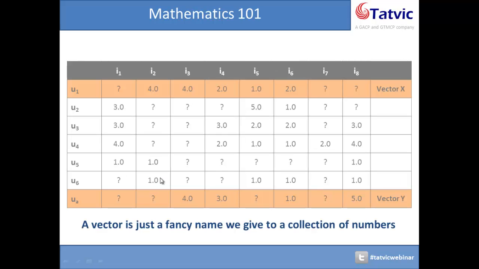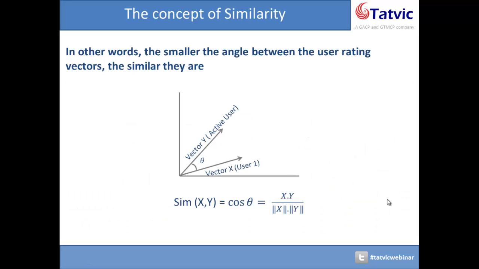Let's say we want to identify the similarity between user A and user 1. We will represent both users in the form of vectors. User 1 is represented as vector X and the active user is represented as vector Y. Vectors contain ratings. So the similarity between these two vectors is calculated using cosine.